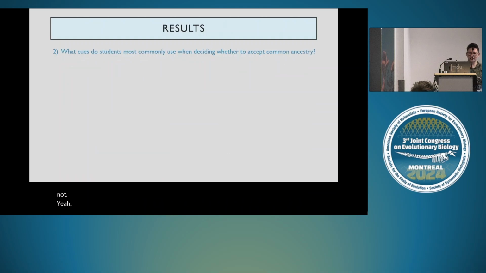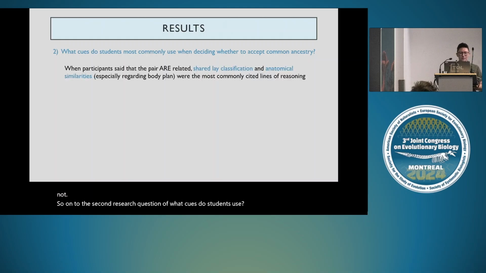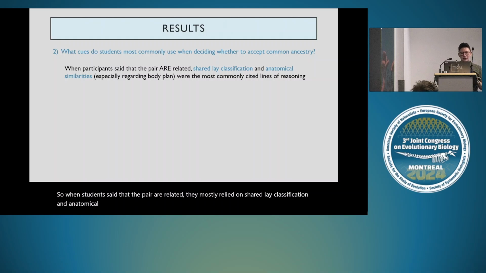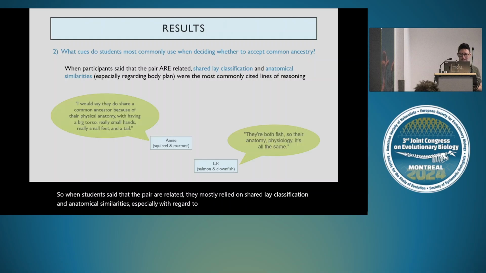On to the second research question: what cues do students use? When students said that the pair are related, they mostly relied on shared lay classification and anatomical similarities, especially with regard to body plan. For example, the student LP looked at a salmon and a clownfish and said, well, they're both fish, so they have same anatomy, same physiology, it's all the same. They're fish.